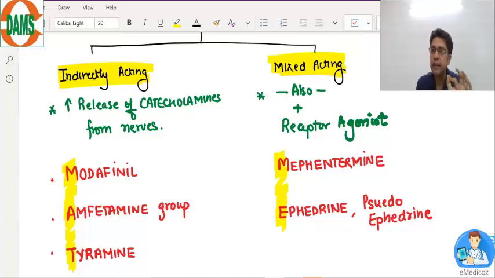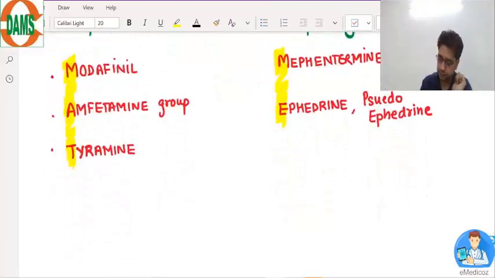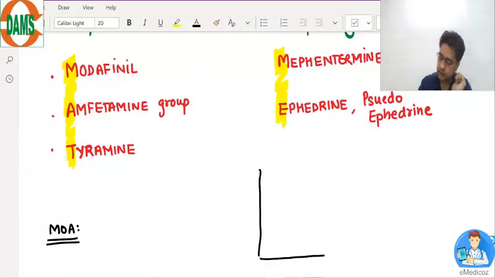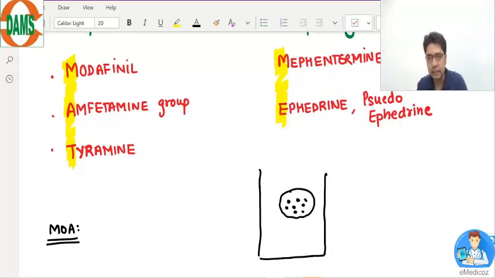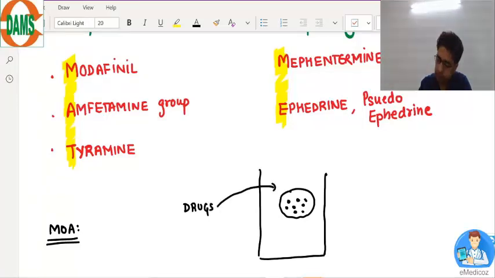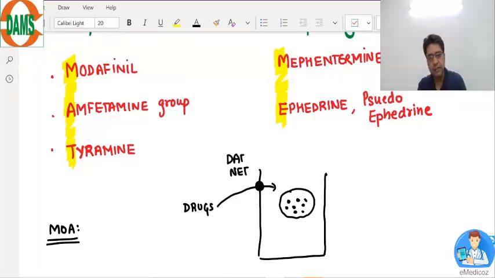Let's see how they increase the release of catecholamine, and what their mechanism of action is. Suppose this is a nerve, and in the nerve we have catecholamines stored in vesicles. These drugs will enter into the nerve. Can you tell me by which transporter? Either DAT or NET, the same transporter. Then they will enter into the vesicles. Which transporter was required for entering the vesicle? VMAT, if you remember.